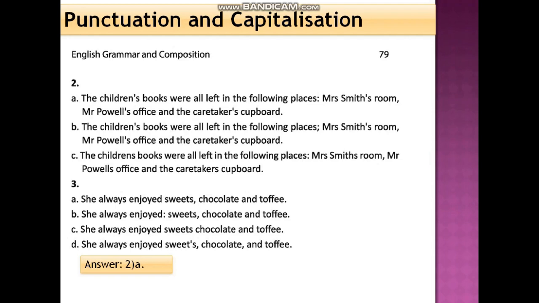Find out the correct one. Here are also 4 options. Okay, let's match with mine. Number 3 answer will be A. She always enjoyed sweets: chocolate and toffee.